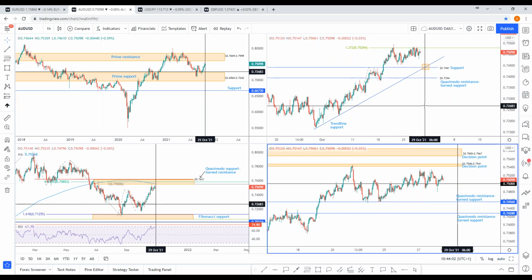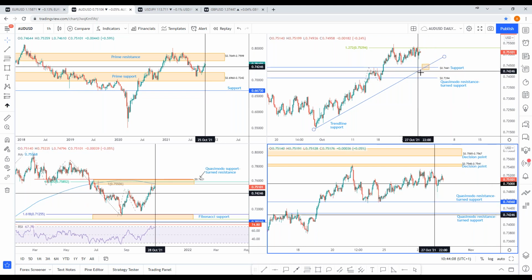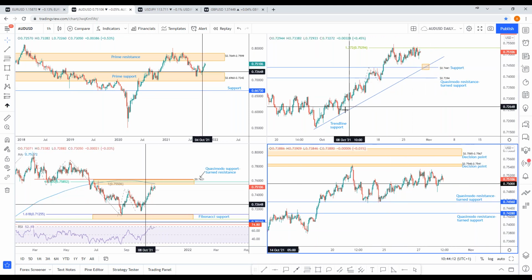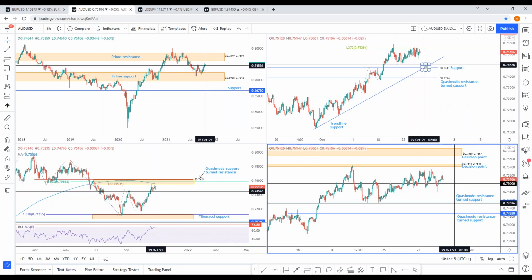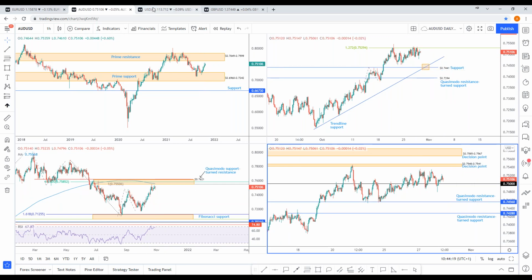An area of entry should ideally offer confluence. So like this area here, the support at 74.41 and trend line support. This is a lovely area. I'm sure there's some trend line, some Fibonacci confluence at this area as well. Okay, moving over to the dollar yen.